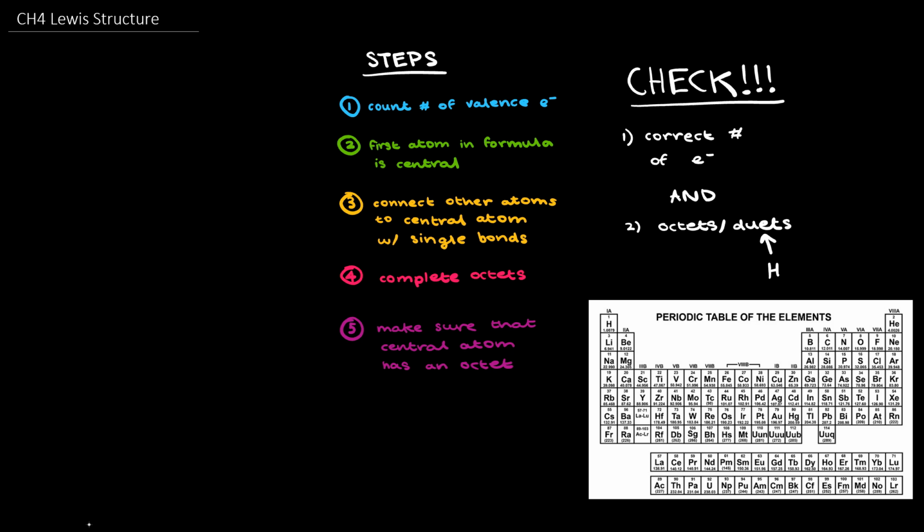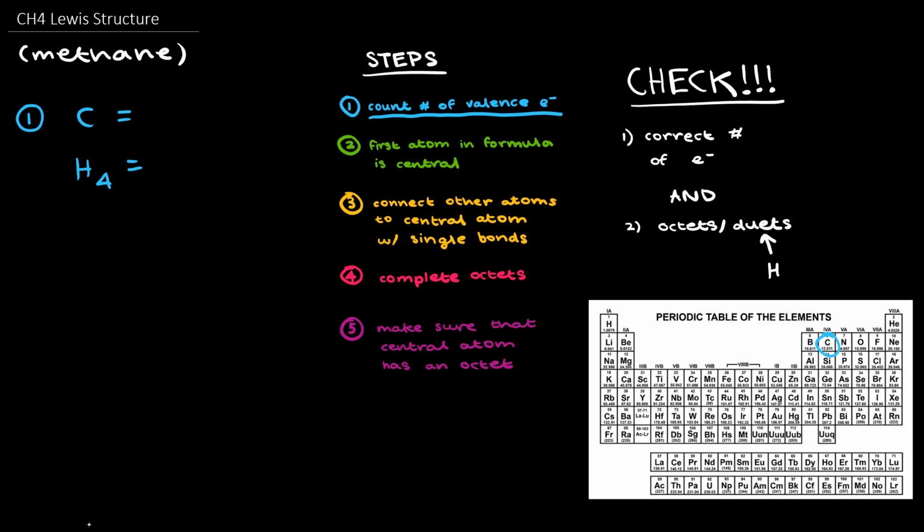Today we are going to be looking at the Lewis structure of CH4, otherwise known as methane. To start off, let's look at step number 1, which says that we need to count up the number of valence electrons. We know that CH4 is made up of 1 carbon and 4 hydrogen atoms.